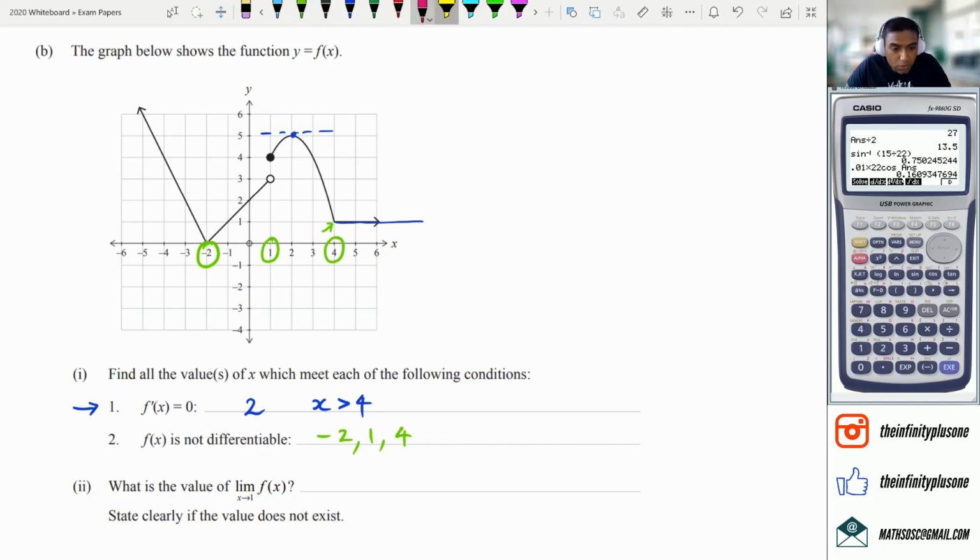And of course, a final question is what's the value of the limit as x tends to 1? As you can see, when x tends to 1, both of these are heading towards 2 different points. So we basically just say it does not exist.